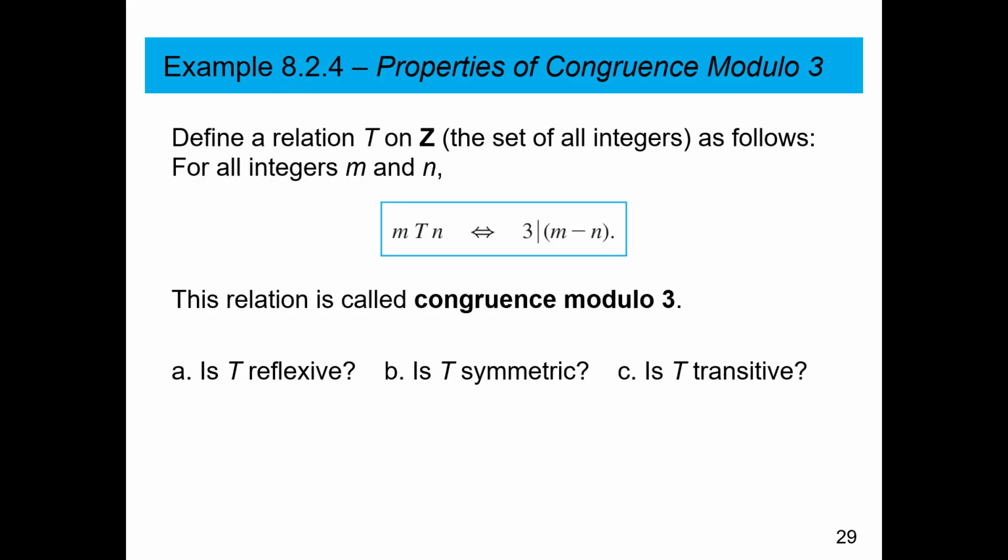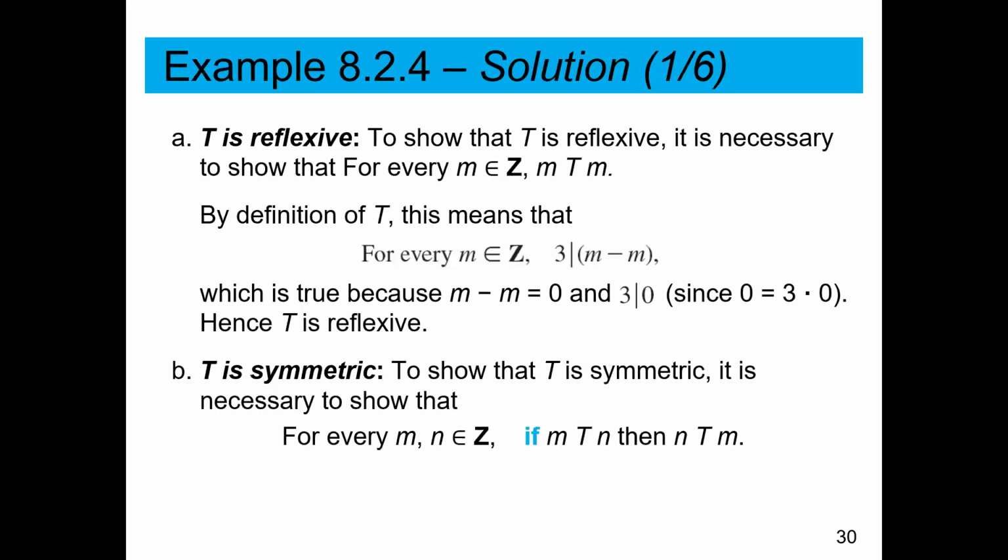All right, so I'm hoping you actually did that. Let's follow through on each of these steps. Is it reflexive? Yes, because if you take any value and subtract itself, it's going to give you 0, which is a multiple of 3, or divisible by 3. Hence, it is reflexive.